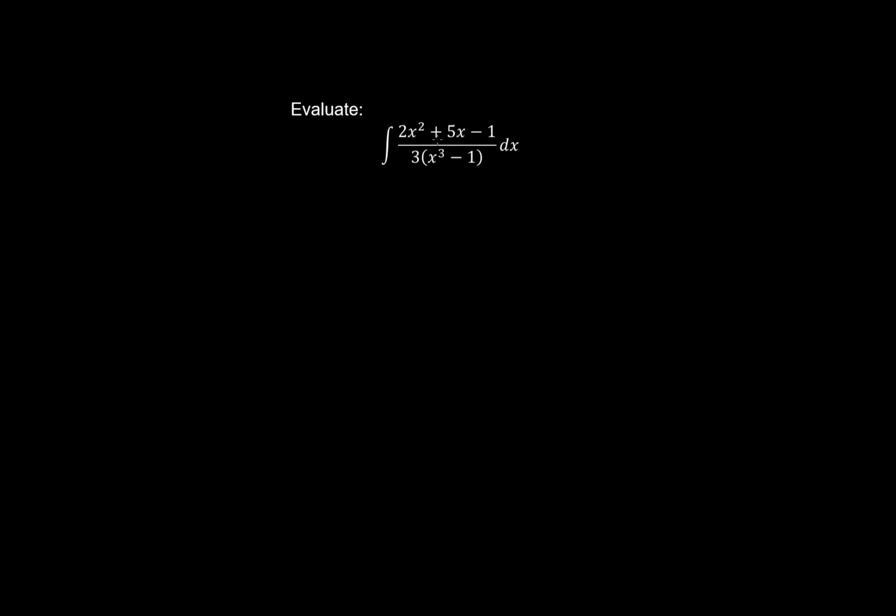Let's evaluate this integral of a rational polynomial function with a higher degree polynomial in the denominator. So we'll use partial fractions and take the constant outside the integral first. So inside the integral, we need to factorize the denominator. So we have 2x squared plus 5x minus 1. And we're going to use cubic factorization to factorize this cubic. So we'll write the 1 as 1 cubed.